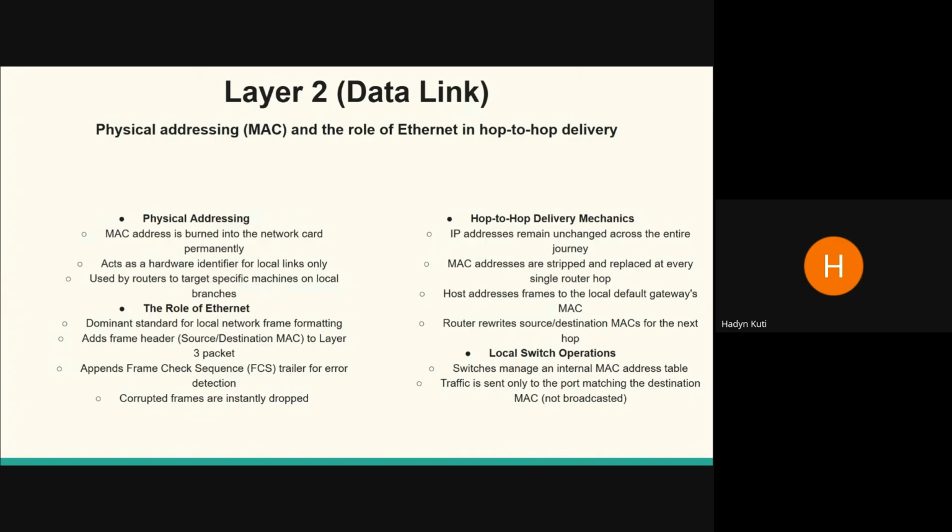MAC addresses are completely stripped and replaced at every single router hop. Because MAC addresses only work as local lanes, every router along the path peels off the old layer 2 frame, looks at the destination IP, and wraps the packet in a brand new frame with a new MAC address for the next leg of the journey.